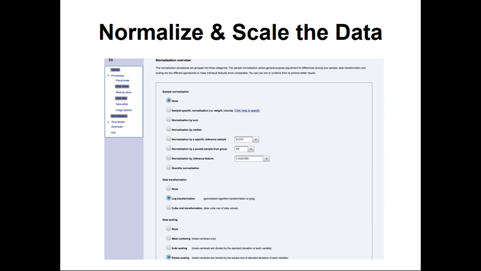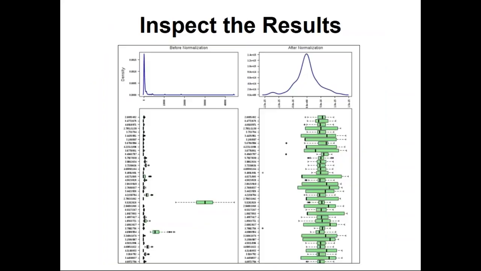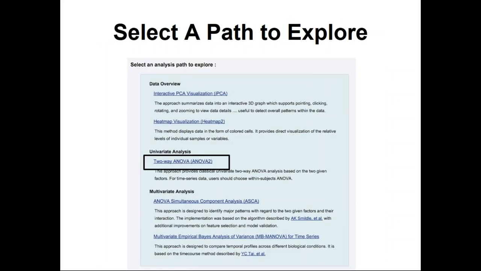As with anything, we've uploaded the data, we still have to transform, normalize, and scale the data. So we're going to do a log transformation and a Pareto scaling on this data. That combination is seen to generate a Gaussian distribution. You can see what it looked like before on the left side and after on the right side, and you can see that distribution looks fairly Gaussian. And then we have these paths that we can look at. We can do interactive PCA analysis, we can do two-way ANOVA, or we can do ASCA, or MEBA is another option.